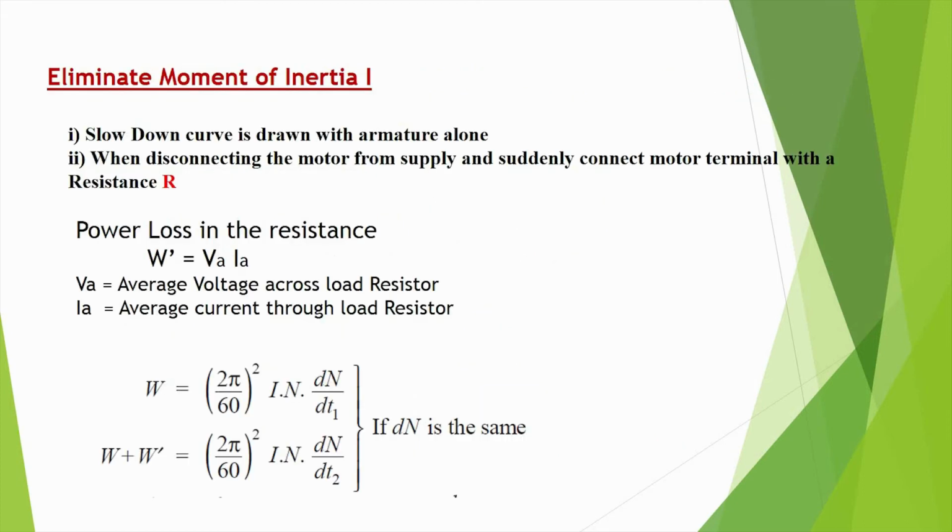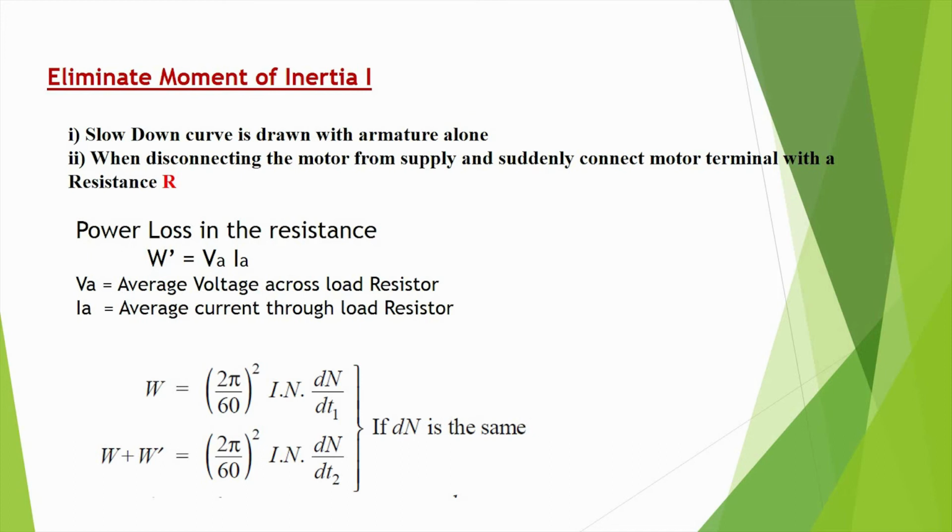Now if we don't know the moment of inertia and cannot do the previous calculation, we follow the second method. The first step of the second method is that the slow down curve is drawn with the armature alone. Second, when we disconnect the motor from the supply, we connect a resistor R at the instant of disconnecting the motor. The remaining energy from the motor will be dissipated. At that time we have W dash, which is the power loss in the resistance. W dash is equal to VA IA, where VA is the average voltage across the load resistor and IA is the average current through the load resistor.